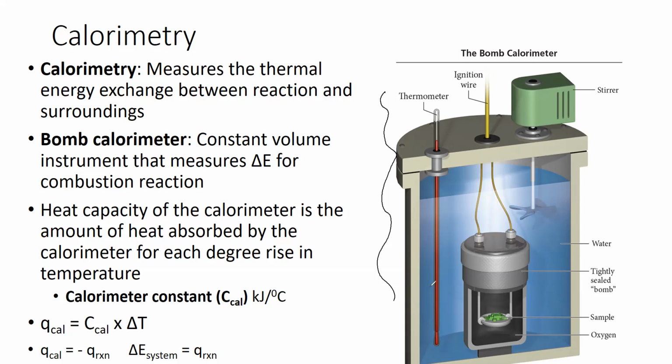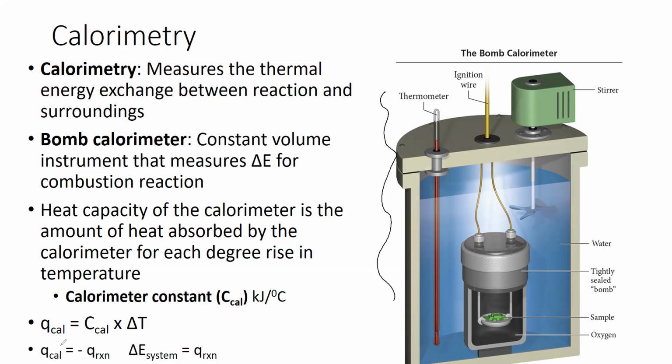Now, water is not the only thing that is absorbing the heat here. The calorimeter, the machinery, is also absorbing the heat, so we have to account for that. We account for that by the heat capacity of the calorimeter, or a calorimeter constant. This is the same idea as a specific heat constant. We're just saying that the calorimeter itself will heat up when you explode something in it, and we can calculate how much energy it takes to heat up that calorimeter itself.